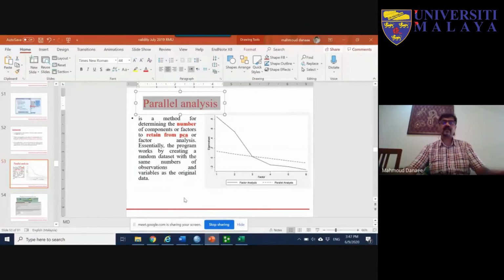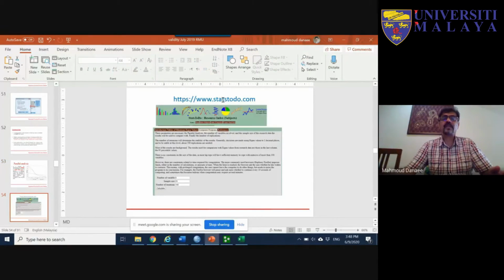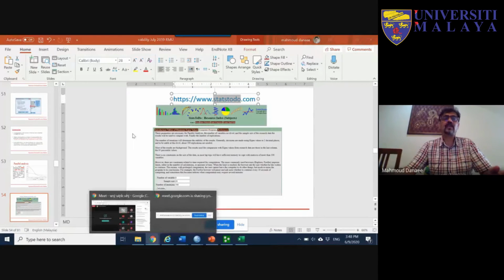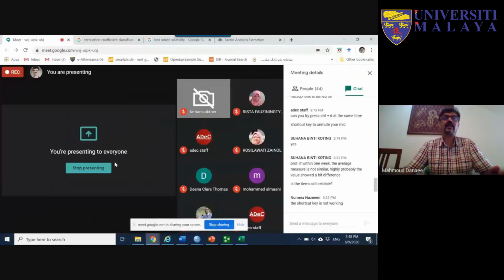So what is the parallel analysis? The parallel analysis is a method to test and define the significant number of components that you need to extract from the factor analysis. Unfortunately, this kind of analysis is not provided by SPSS, so you need to use different software. One of the easiest ways to do the parallel analysis is using Stat2Do. If you Google Stat2Do, let me do it.